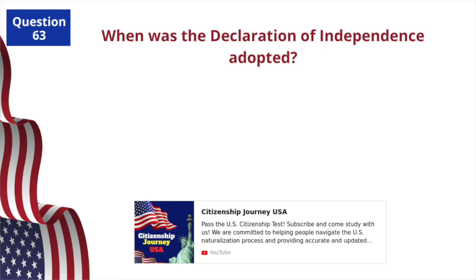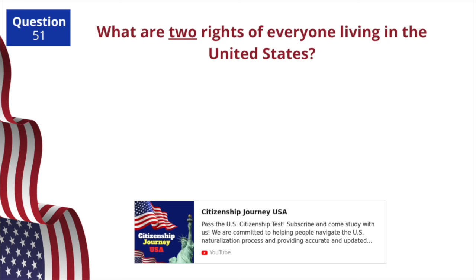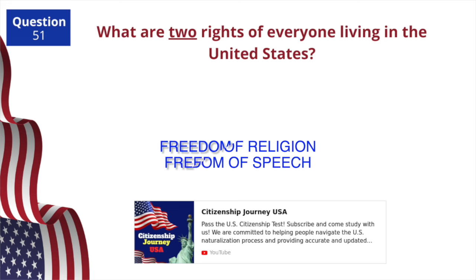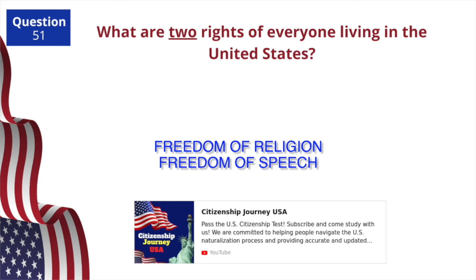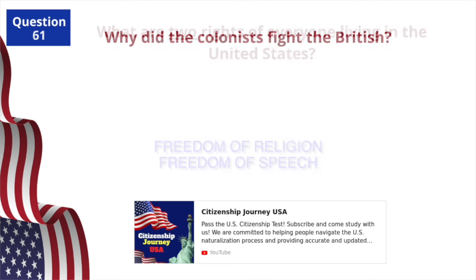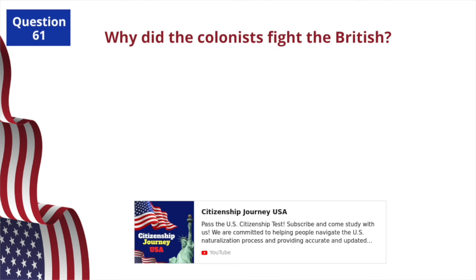When was the Declaration of Independence adopted? July 4th, 1776. What are two rights of everyone living in the United States? Freedom of religion, freedom of speech. Why did the colonists fight the British? Because of high taxes.